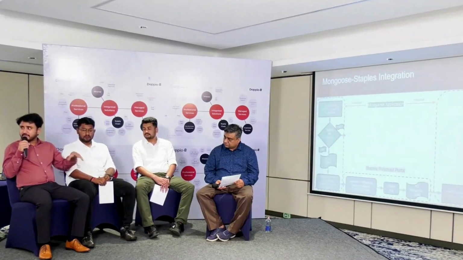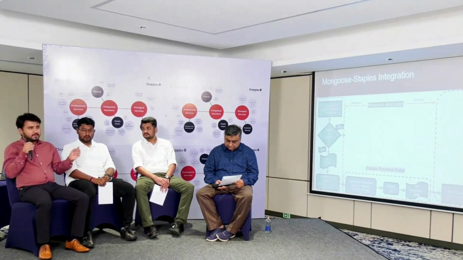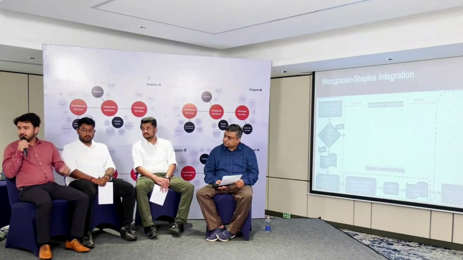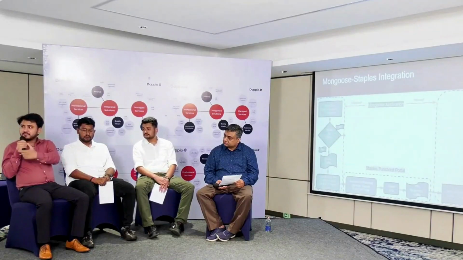Now on top of it, we as Doppio added a value addition: whenever one particular supplier, which is Staples, is selected, automatically you would be directed to the Staples punch-out portal itself, like you are shopping on Amazon itself. So once you select the items that you want to purchase and do a checkout, the whole entry from their system would come back to the Mongoose application itself.